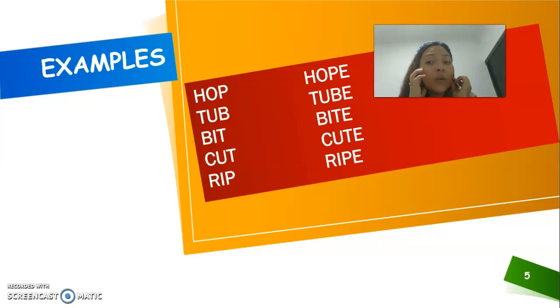Now listen to the pronunciation when you put the E. Hope, tube, bite, kite, right. This is the difference when you use the E in a long word and when you don't use the E in a short word. It's very important.